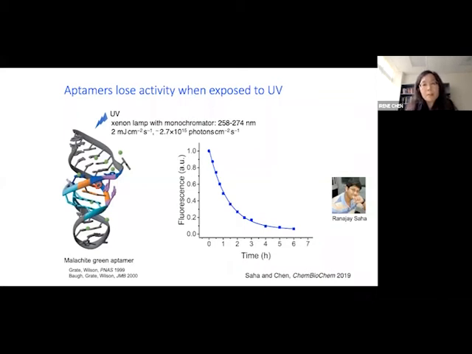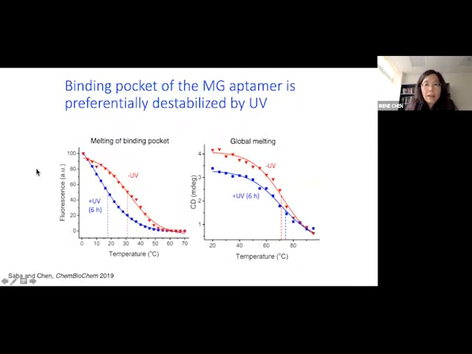So we expose this aptamer to UV light and then look at its fluorescence over time. And we can see that exposure to UV results in loss of activity. So this is somewhat expected because we know that we're damaging the RNA. And one thing that we can also see is that the binding pocket appears to be particularly destabilized compared to the global fold of the RNA. So here we're following on the left the melting of the binding pocket. So this is monitoring fluorescence as we increase the temperature.